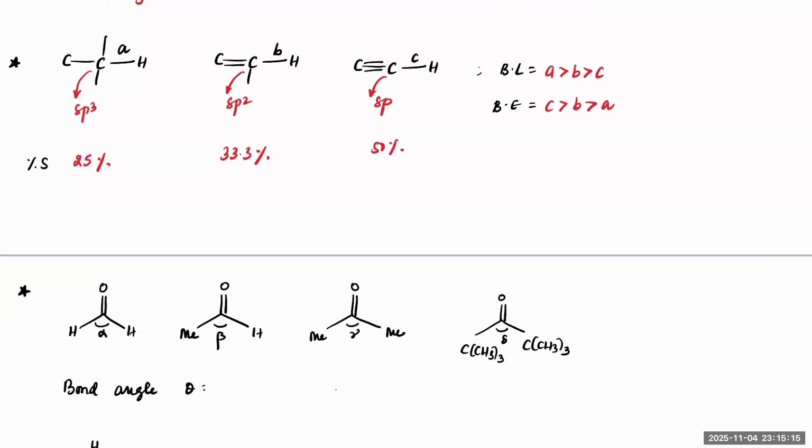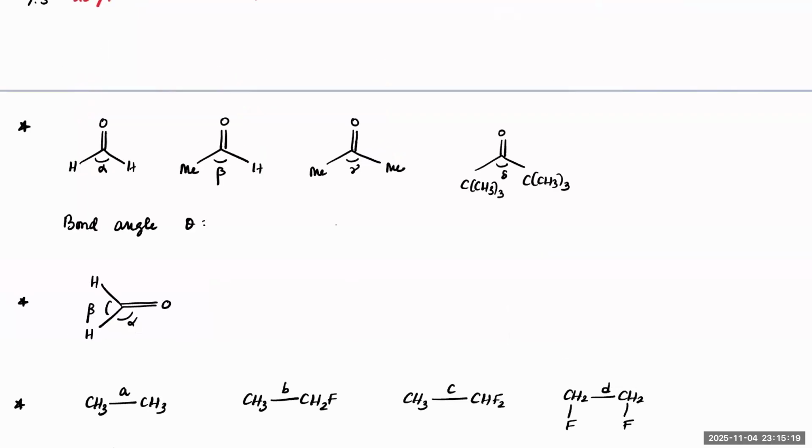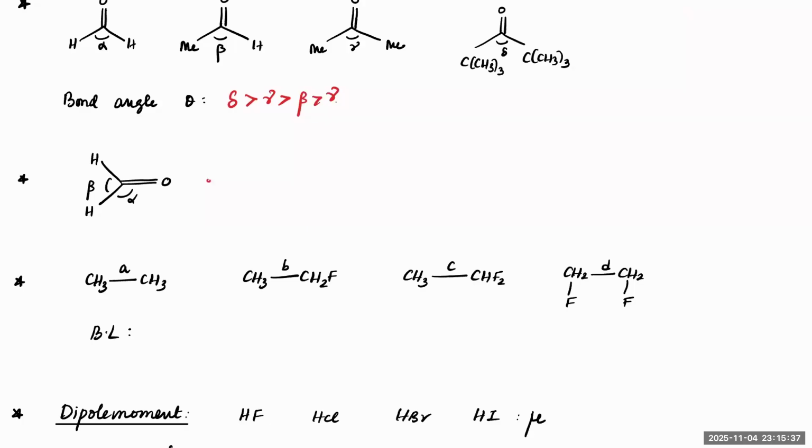Okay. Next, when it comes to bond angle here, you would notice that delta will be greater than gamma. It is because of the crowding. You can see it is very bulky groups here. So that will keep this angle as big as possible. Then delta, then we have beta, then we have alpha. Okay, in here we can clearly say alpha is greater than beta based on number of pi bonds.